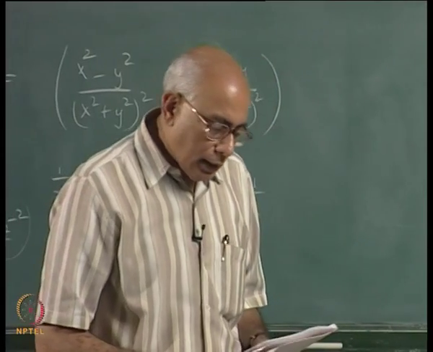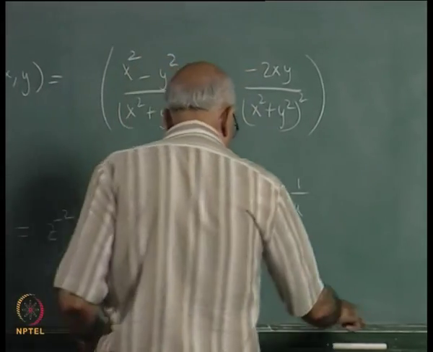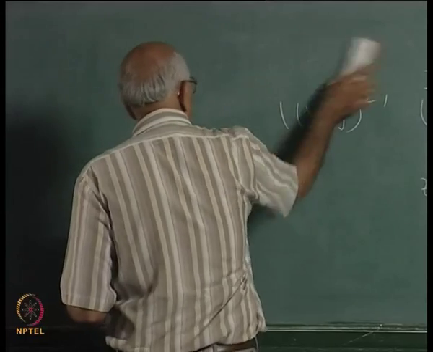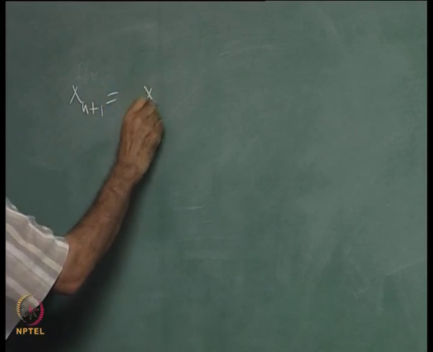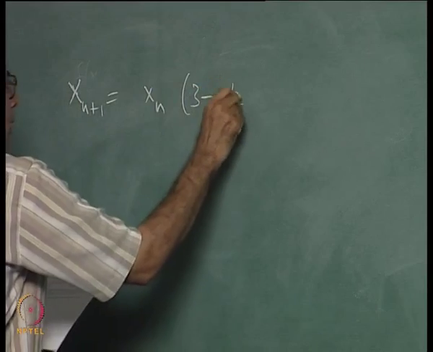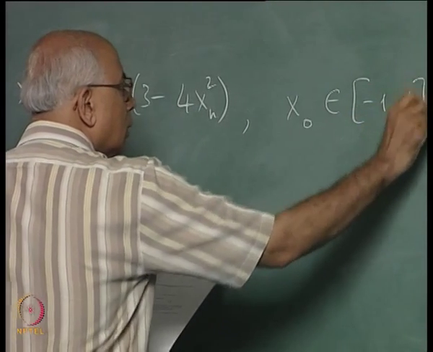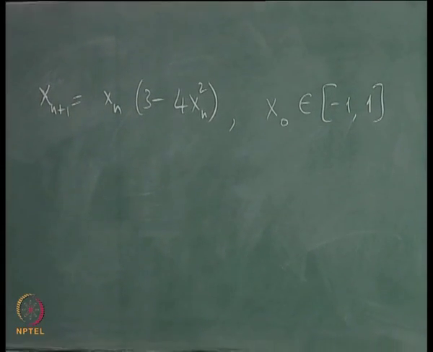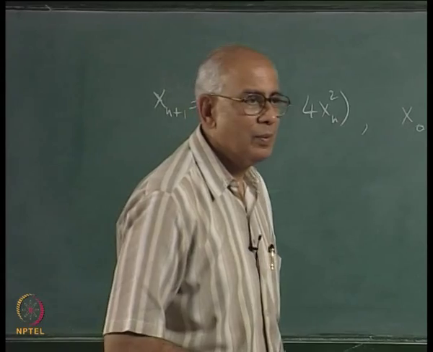Then the next question was, consider the map x_{n+1} = x_n times (3 minus 4 x_n squared). So let me write this map down. x_{n+1} equal to x_n into (3 minus 4 x_n squared), and x_0 is an element of [minus 1, 1], and the statement is this map has a stable period 3 cycle. Is that true or false? It is false, because we can see this immediately. What does this map reduce to? It just reduces to something like the Bernoulli shift, except in ternary, with slope 3.